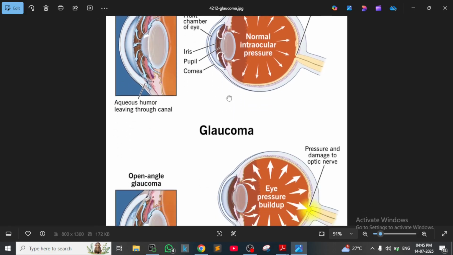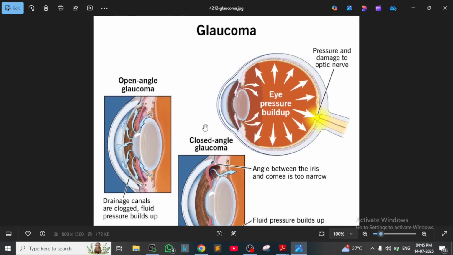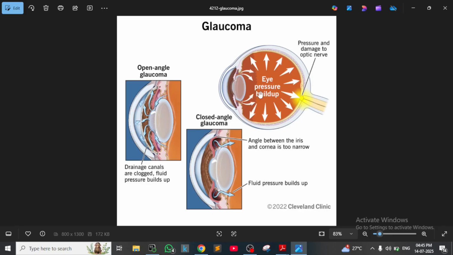Now see the glaucoma eye. This is the open angle glaucoma. Drainage canals are clogged, and fluid pressure builds up here. This is the closed angle glaucoma. The angle between the iris and cornea is too narrow here, and this is where the fluid pressure builds up. This is the eye pressure buildup and the pressure damage to the optic nerve here.